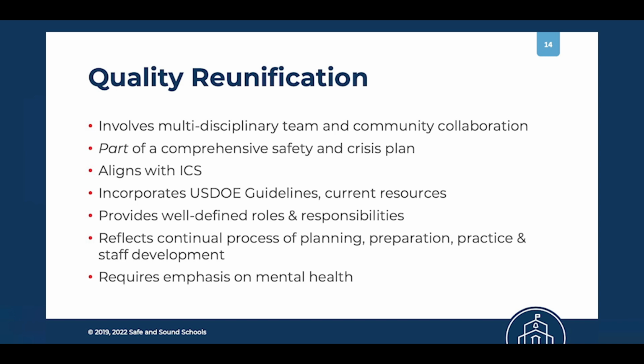Quality reunification is part of a comprehensive safety and crisis plan. I think a lot of people are tempted to look at all of these plans and think of them in isolation. It's really important that in all things we do in school safety, we are looking to knit it all together so that something like reunification relates to a lockdown procedure or relates to a fire emergency plan. All of those things have to be able to work together seamlessly in times of crisis in a school community. So it's definitely part of a comprehensive safety and crisis plan. It's not the only plan, and it's not an option, something that can be done later. It's an important piece of that holistic and comprehensive safety and crisis plan.